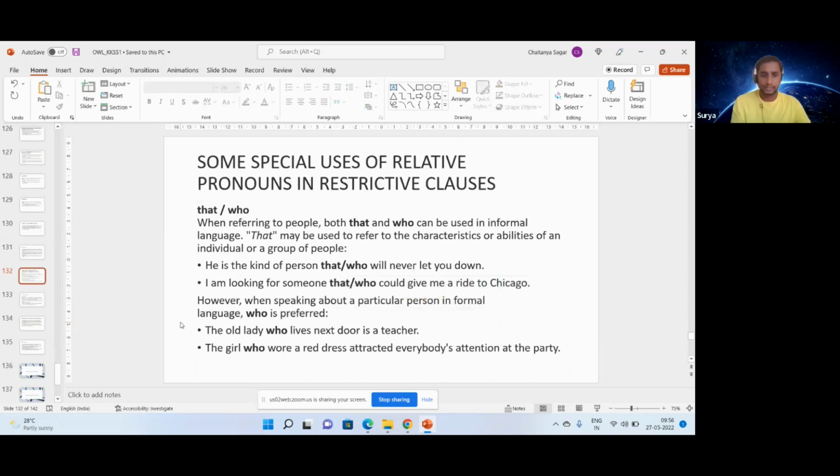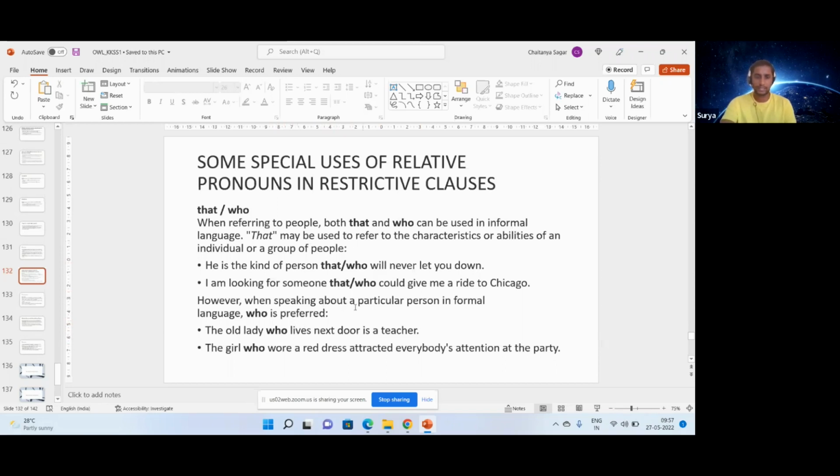The lady who lives next door is a teacher. So basically you're talking about the characteristic of the person, what kind of job that person does. You see, the girl who wore a red dress attracted everybody's attention at the party. In this case, if I put 'the lady that lives next door is a teacher', it still communicates the same meaning. It is not modifying any meaning. But just like the previous one, formally we use who, but still that could also be utilized, and it does not alter the meaning.